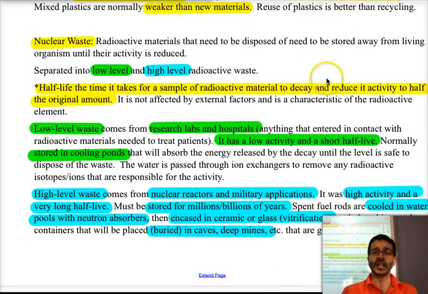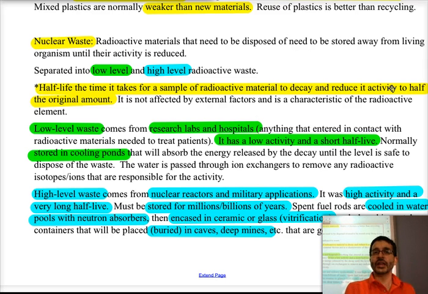Finally, we get to the last bit of the material for today, and it's nuclear waste. There are two main types of nuclear waste that need to be addressed: low-level radioactive waste and high-level radioactive waste. That has to do with the activity, the amount of emissions that they produce, and the half-life. The half-life is the time that it takes for half of the material to decay.